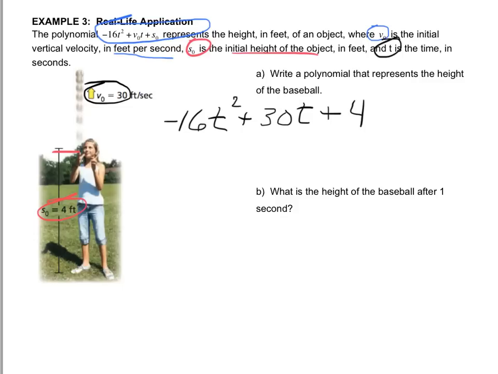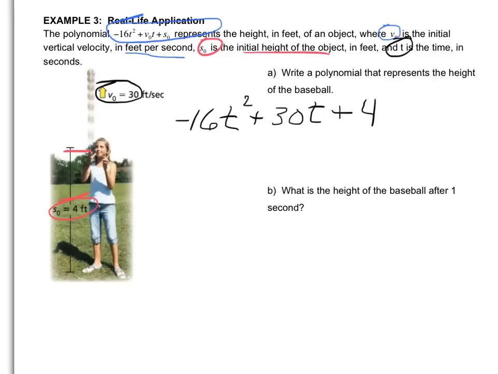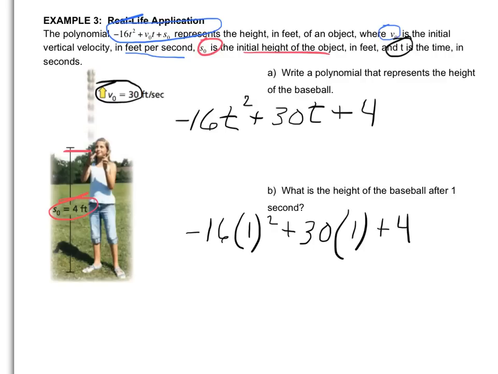So now we want to determine for part B, what is the height of the baseball after the 1 second? Well, all I have to really do is now plug in the 1 second where I see my t value, because that model is telling me what is happening as she throws the ball from the 4 feet with a velocity of the 30 feet per second. The negative 16 is actually gravity kind of pulling the ball back down to earth. So once we get the ones plugged in, we simply just follow our order of operations.